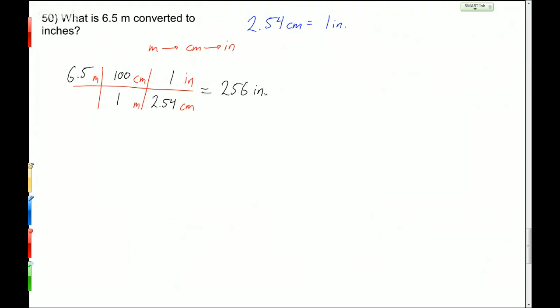So like that middle factor, 100 centimeters over 1 meter, sometimes you're just not thinking or you don't remember or whatever, and somebody puts 1 on the top and 100 on the bottom. You'll probably see me do it a couple times while we're doing these too.